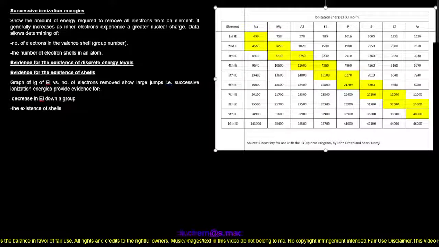So let's say we're looking at sodium. The first ionization energy was 496 kilojoules per mole, but the second is 4,560. This is a very large jump, or one of the large jumps in this element sodium. And there's a significance where we have large jumps in ionization energies. What we are going to do is look at one element and use that element as a model for the others.